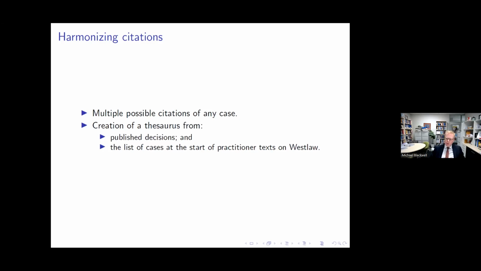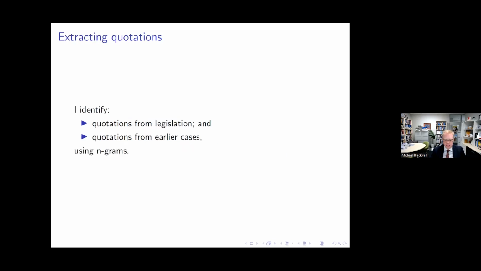And also Westlaw practitioner texts have a table of cases at the start of them. And from that table of cases, again, they list each of the different citations of the case there. And I've been able to essentially scrape that data lawfully and create a thesaurus to then create a unique reference to any particular case that harmonizes those varying possible citations.